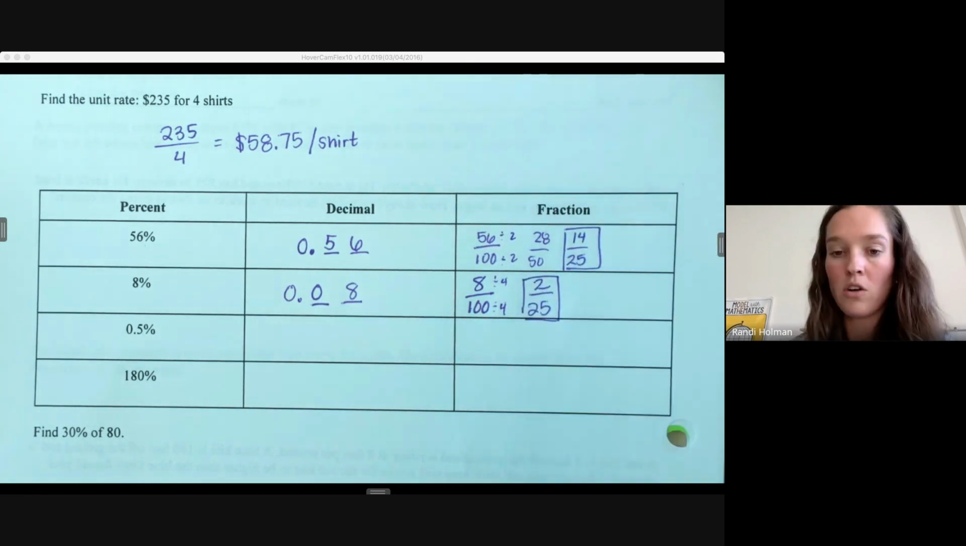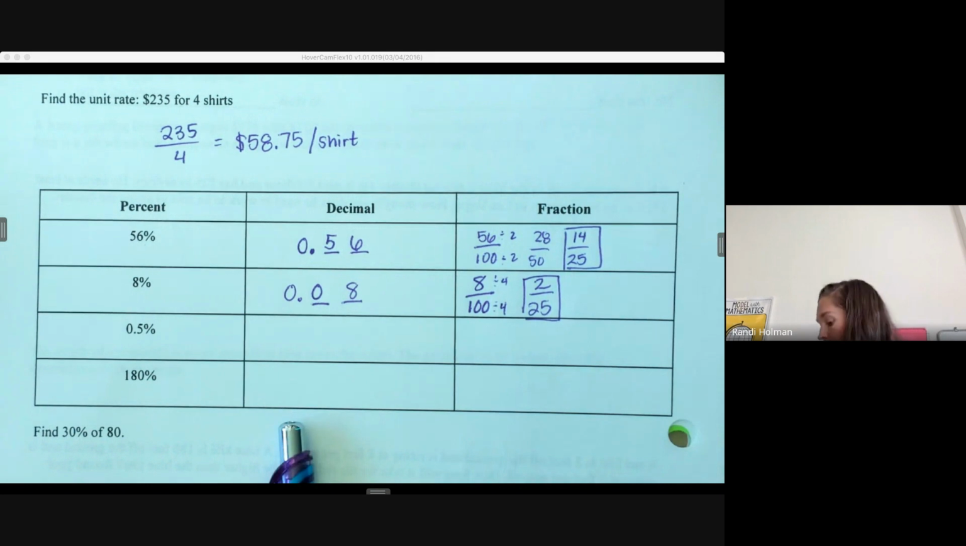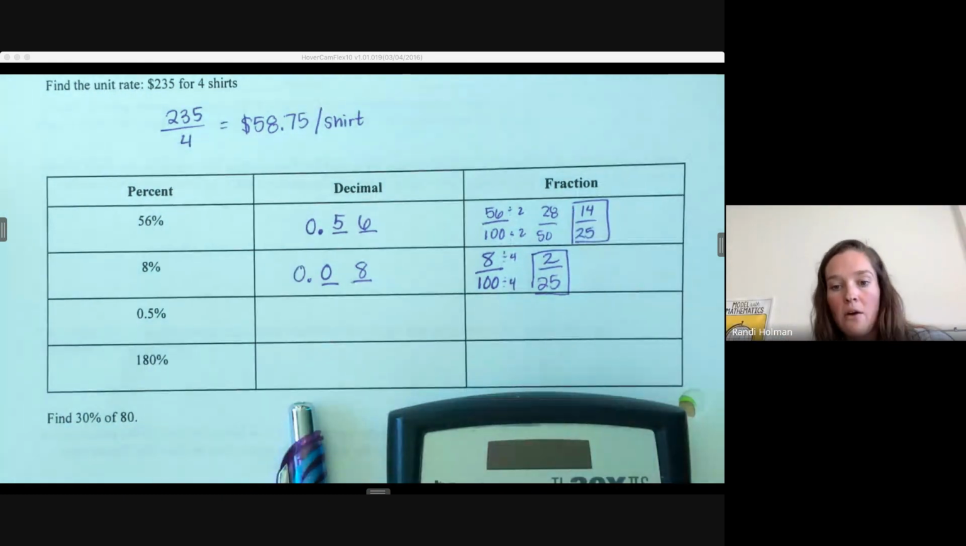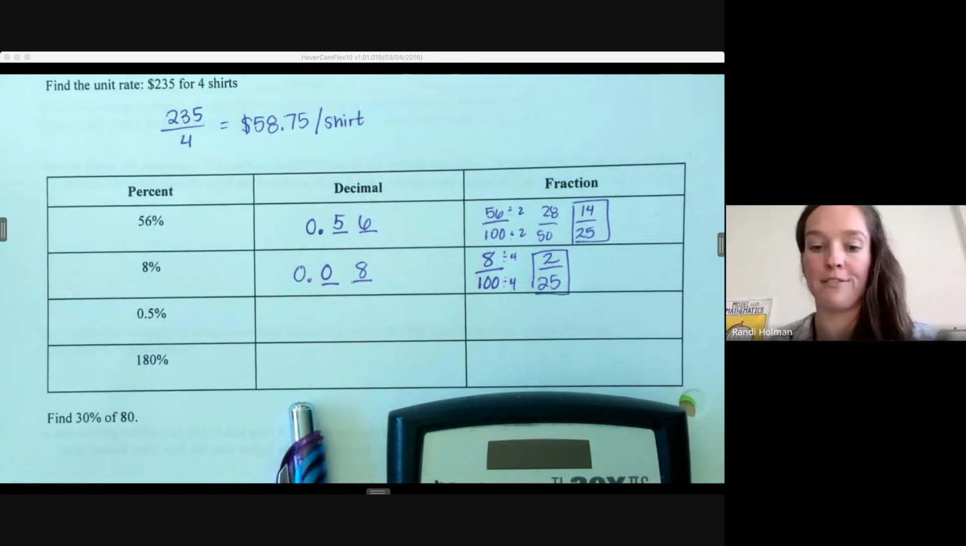If this is a struggle for you, hang on one second. Sorry about that. I wanted to get a calculator that matches your calculator. I forgot to grab it first.